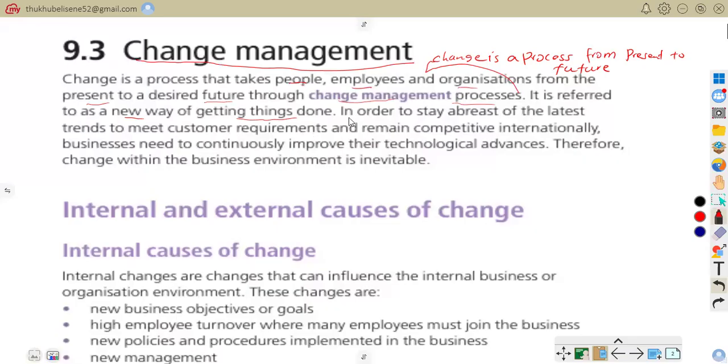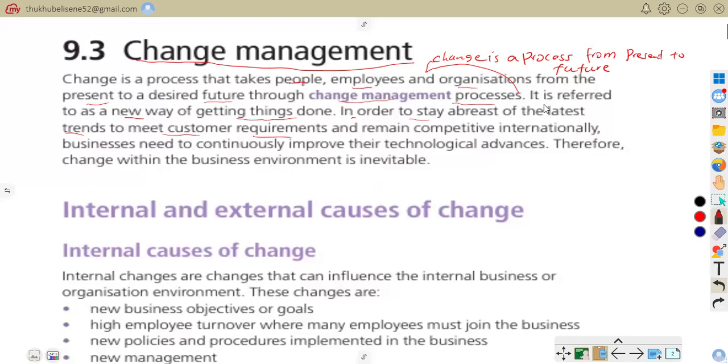Hope we are together. Again, it says in order to stay abreast of the latest trends, to meet customer requirements and remain competitive internationally, businesses need to continuously improve their technological advances. Therefore, change within the business environment is inevitable. What it means is that a business must keep up with trends and technology.